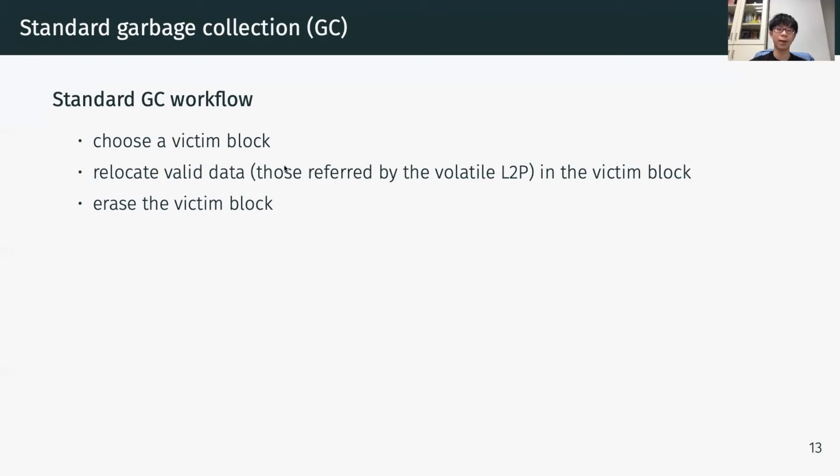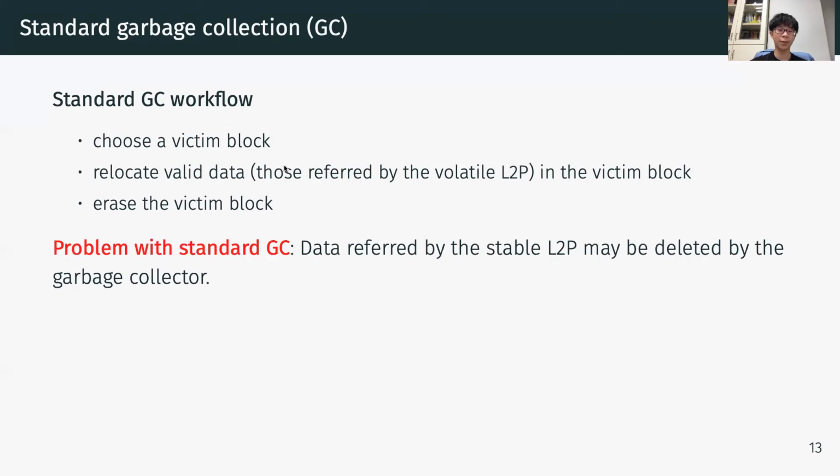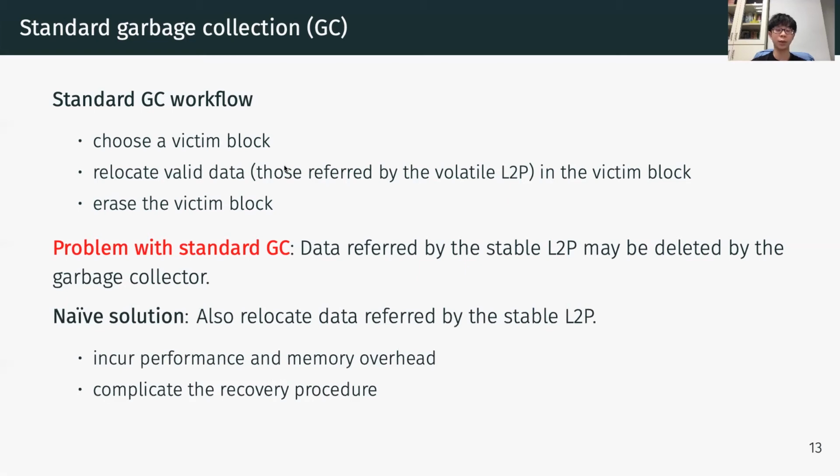To understand why this can happen, let's see how the standard GC works. The standard GC begins with choosing a victim block, then it relocates valid data in the victim block to another block, and finally, erases the victim block, and the block can be reused thereafter. The problem is that the garbage collector only relocates data referred by the volatile L2P, but for those referred by the stable L2P, they may be deleted prematurely. A naive solution is to also relocate data referred by the stable L2P, but this may incur performance and memory overhead, and may also complicate the recovery procedure.